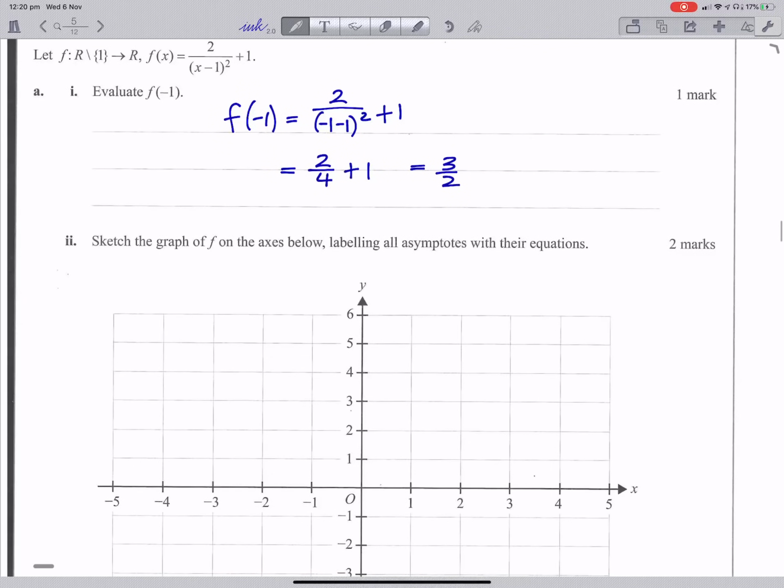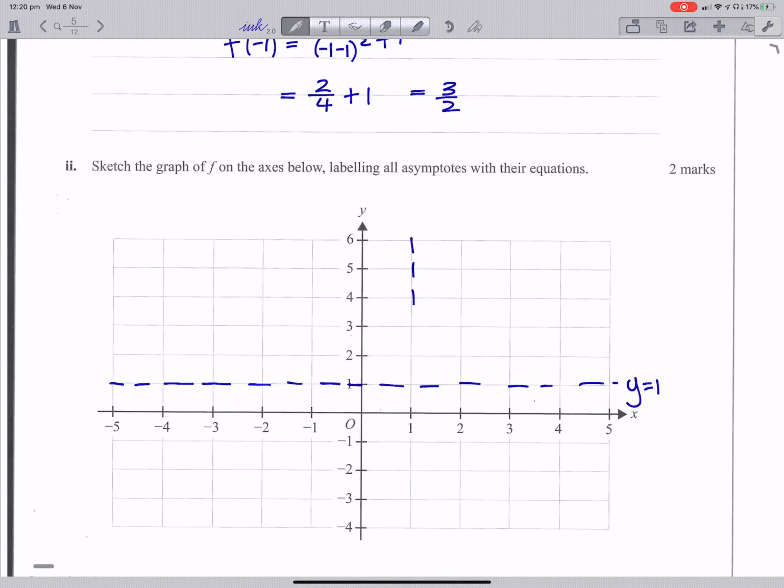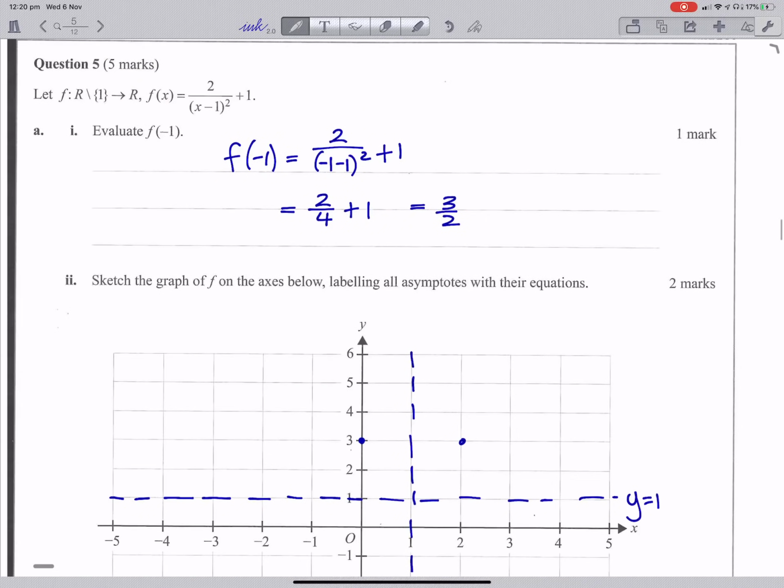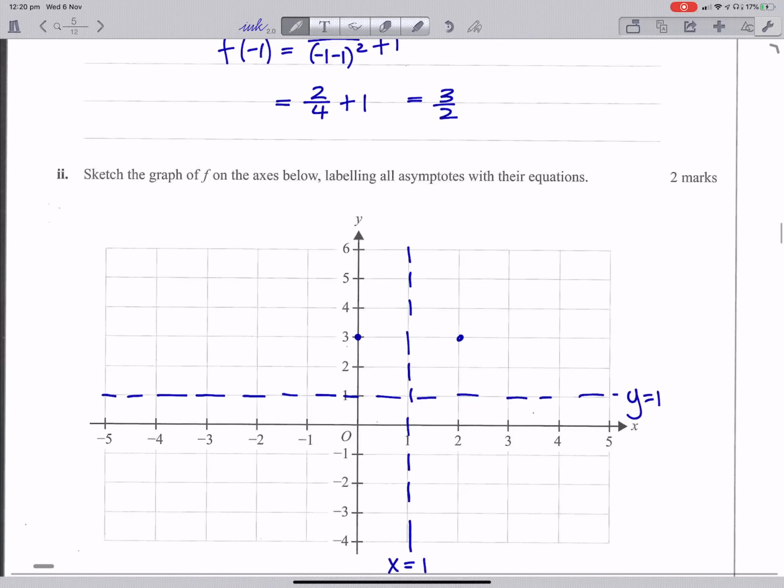Okay, it's been translated up 1 and 1 unit to the right. X is 1. It's been dilated by factor 2. So it's going to go through 2, 3, and 0, 3. If you put negative 1 into it, what do we know that is? 3 on 2, negative 1, 1.5.